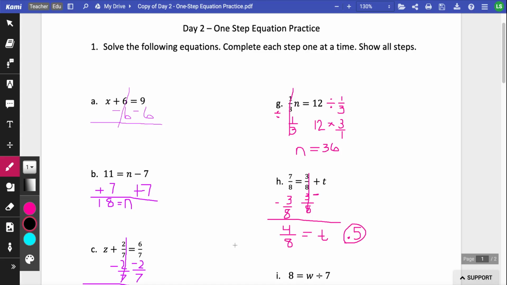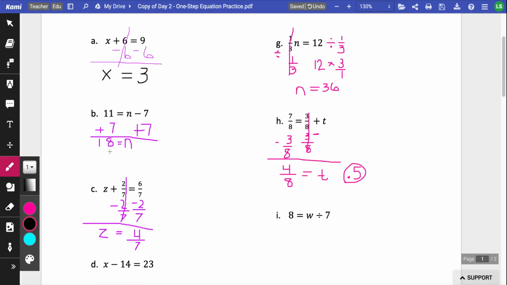So some of them I've got a good start on. I just finished a Google Meet with some of your classmates. So in question A, you have x plus 6 equals 9. I showed subtracting on both sides of the equation to isolate the variable, and you get a solution of x equals 3. Okay? In B, I'm going to go down the column here.